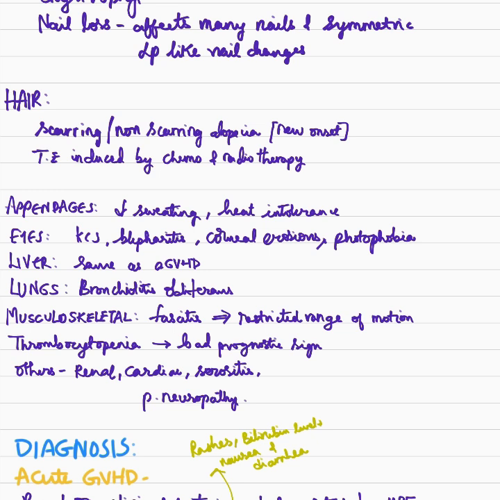Musculoskeletal features can be fasciitis, which can lead to restricted range of motion. And if thrombocytopenia occurs, it is a very bad prognostic sign. Other systems that can be involved include renal and cardiac systems as well as serositis and peripheral neuropathy.